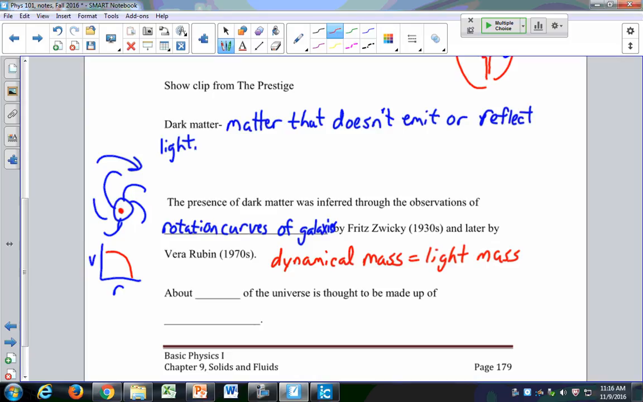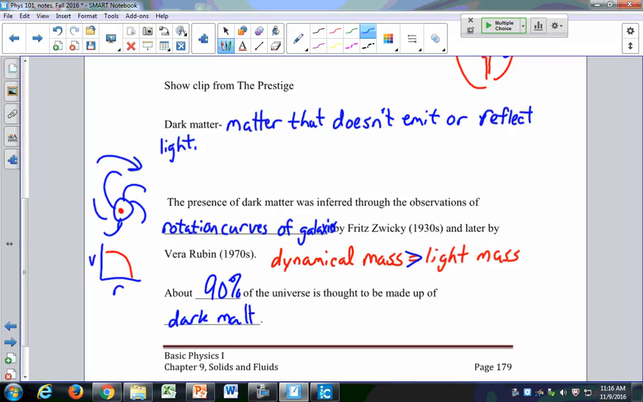Well, what do you think they found? If they inferred that a lot of the mass is dark, which of these would be bigger, the dynamical mass or the light mass? The dynamical mass. And that's what they found, that the dynamical mass is quite a bit bigger than the mass due to light in the galaxy. So previously people had thought that most of the mass in galaxies was locked up in stars that put out light, and now they know that something like 90% of the universe is thought to be made up of dark matter.